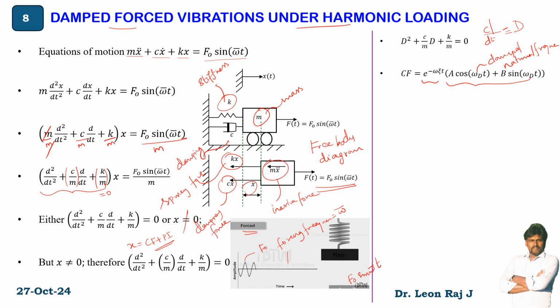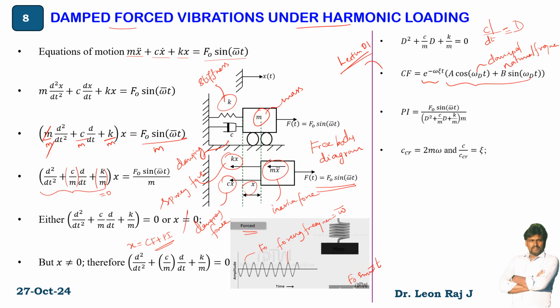How to arrive at this complementary function is clearly explained in lecture 1. Please refer to lecture 1 of structural dynamics. You can get the derivation of how to derive this complementary function. So the next part is the particular integral. For arriving at the particular integral, the whole term should be brought to the right hand side bottom. So f0 sine omega bar t divided by d square plus c by m d plus k by m, into m.